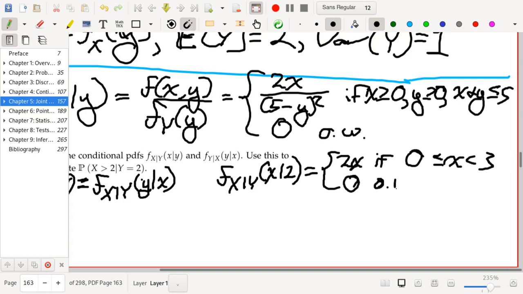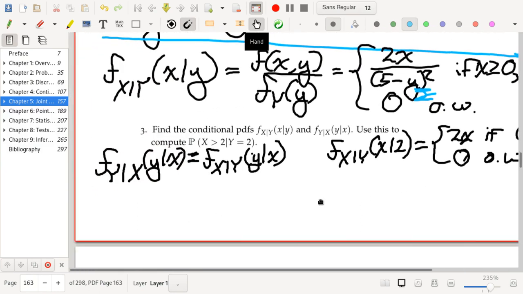and then 0 otherwise. So notice from our previous work that y not only has an effect in the formula itself, but also on the boundaries. y is affecting the boundaries over which this random variable works too. That's an interesting property of this PDF.